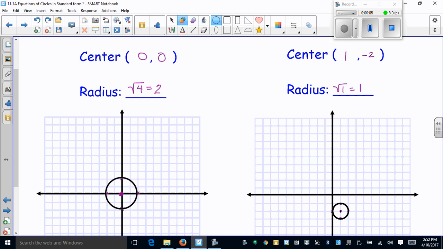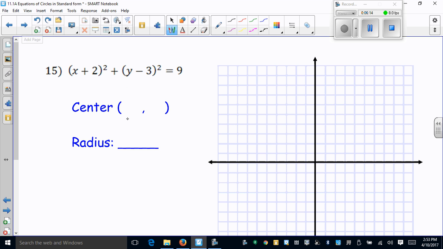Okay, let's try another one. Okay, remember this x minus the negative 2, so negative 2 is the x value, and I already have the y minus, so I get 3 here. Radius is the square root of 9, which gives us 3. So negative 2, 3, and then I'm going to go out 3. 1, 2, 3, 1, 2, 3, and 1, 2, 3. And there's my circle.